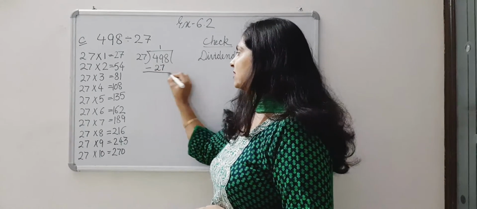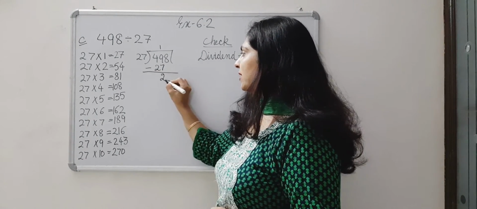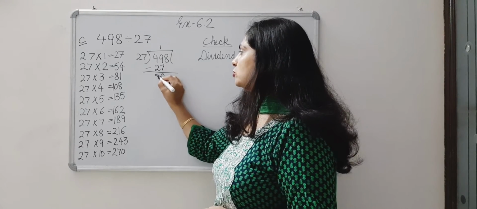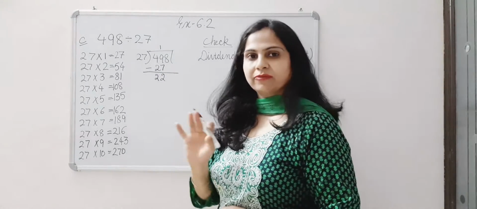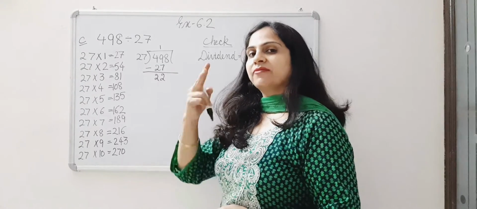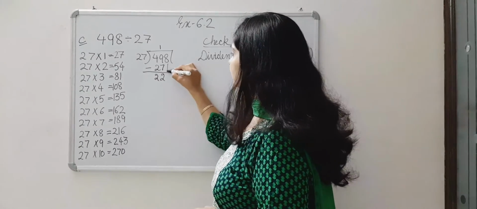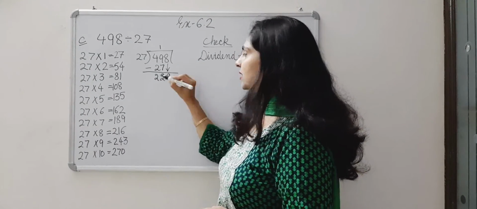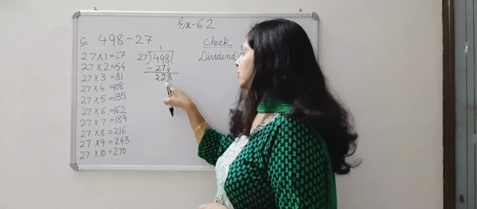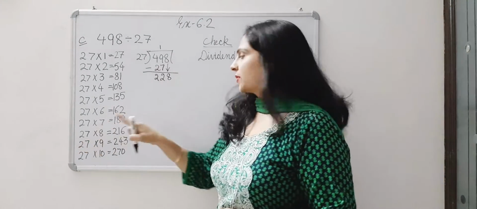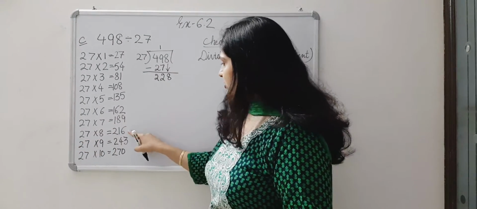Now 49 divided by 27. This is 9 minus 7, 2. 4 minus 2, 2. This is the second step, that we have to subtract. Now the third step is we have to bring down 8. Clear? Now 228.